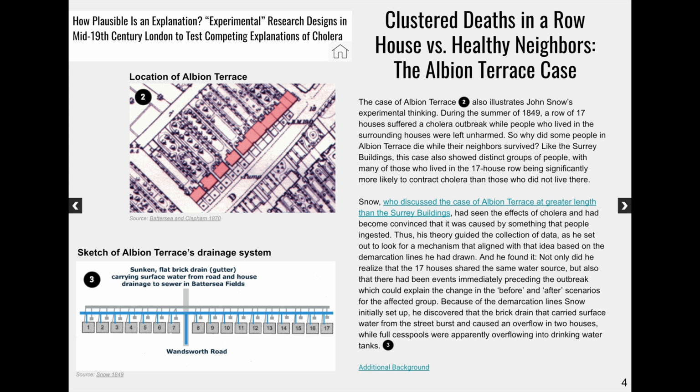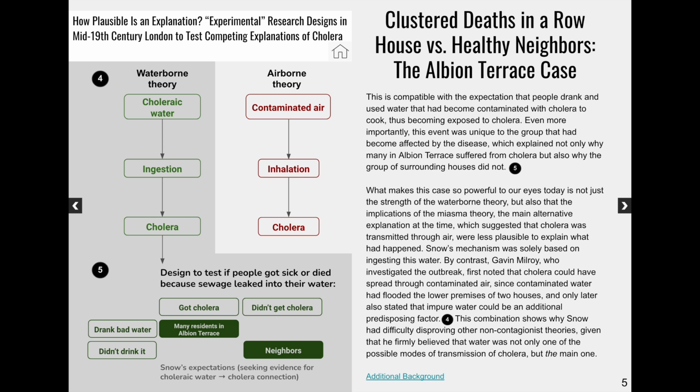To answer this, Snow drew lines of demarcation between observations in order to isolate the difference between them. On the one hand, those who lived in the 17-house row and were affected by cholera, and on the other hand, those who did not live there and did not get sick. He was informed that flooding during 2 severe rainstorms burst a brick drain conveying wastewater into Albion Terrace, and he proposed that dejections from one cholera patient had contaminated the terrace's drinking water supply because of a plan that sequentially filled water tanks behind each house.